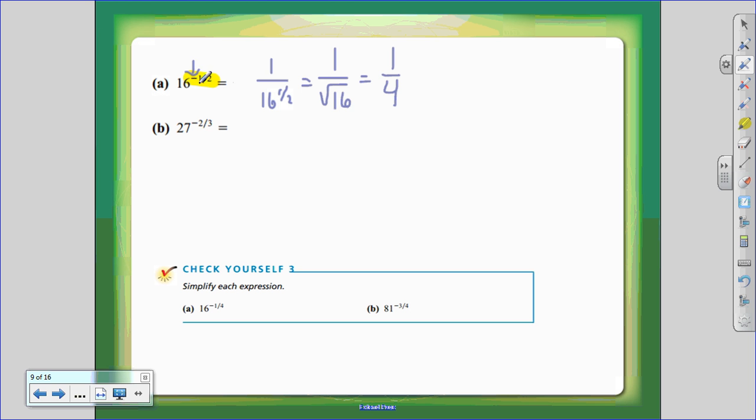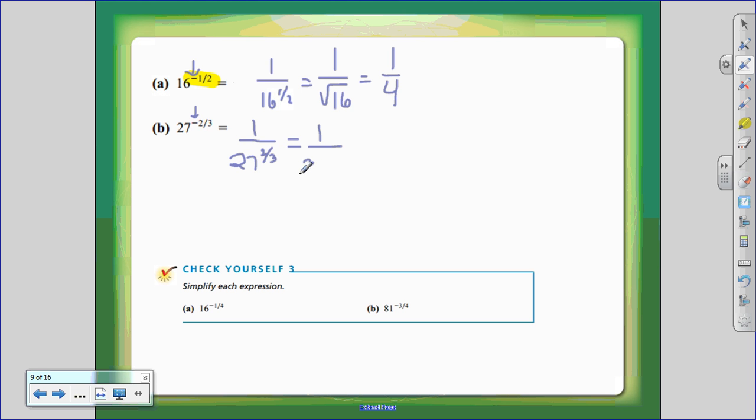So we have to deal with that negative first. Okay, so we deal with that by making this into a fraction. We kind of think about that negative pushing it to the bottom. So this one, if I were going to do this one, if I want to deal with this negative sign, that means I'm going to have 1 over 27 to the 2/3. And then I can just kind of keep going like I would before.